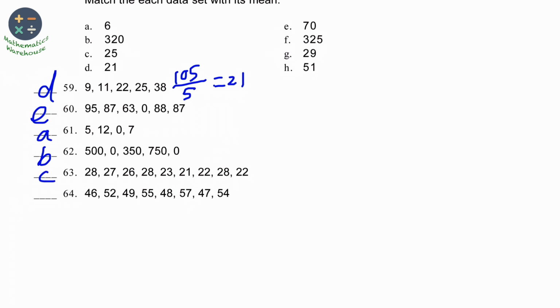The last one, 46 plus 52 plus 49 plus 55 plus 48 plus 57 plus 47 plus 54. Total would be 408, and 408 divided by 8 equals 51, which is H.